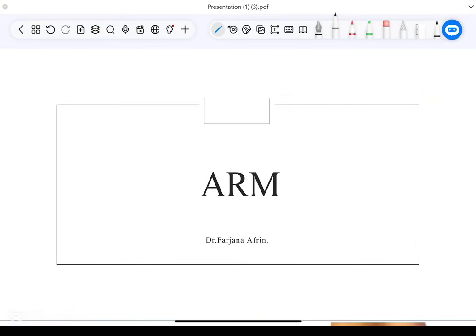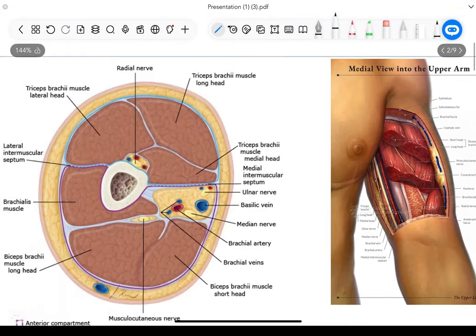Today my video lecture topic is the arm. In this video lecture, I am going to describe the different compartments of the arm, the muscles in each compartment, their nerve supply and action. So let's start.